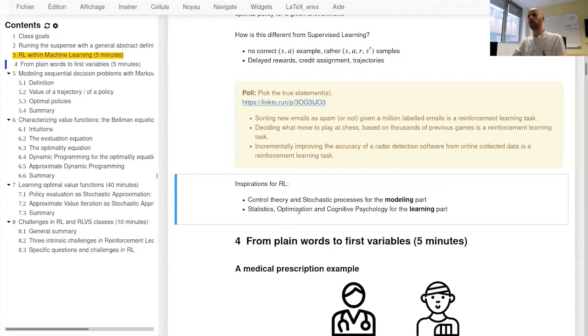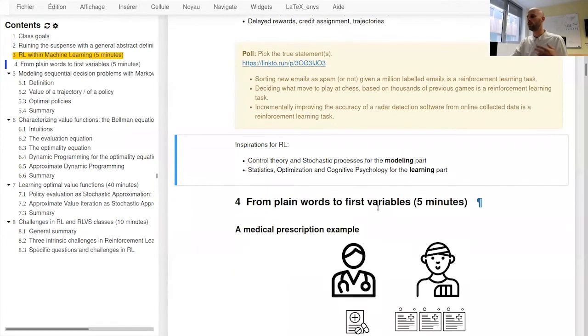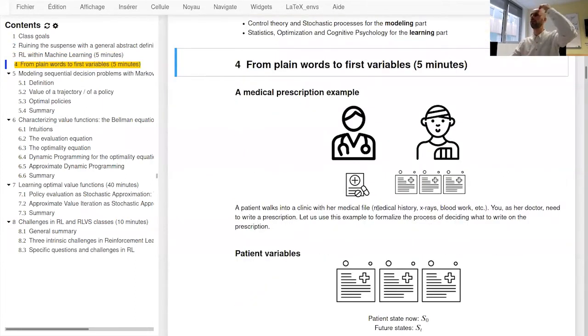So now we are ready to dive a little more into reinforcement learning per se. And so we'll dive into section 4, from plain words to first variable. And for this, we will take an example, which is a medical prescription example. Suppose a patient, so this person here, walks into a clinic with her medical files, those data there. In this medical file, you have medical history, x-rays, blood work. So you have lots of variables and information in the shape of images, text, binary values, continuous values, sorry. And you, as her doctor, need to write a prescription to get her better.